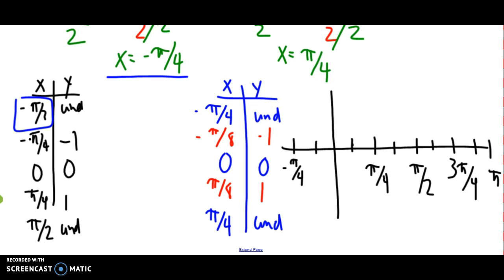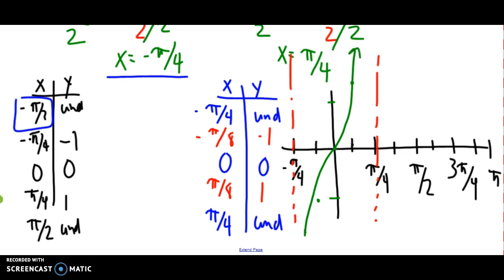Okay? So, if I'm going to put in my vertical asymptotes, okay? One vertical asymptote was at negative pi over 4. The next one was at pi over 4. Okay? And so now I can graph my points. So, negative pi over 8, I was at negative 1, so that'd be right there. 0 is at 0. Positive pi over 8 is at positive 1. So my graph is going to look kind of like that.